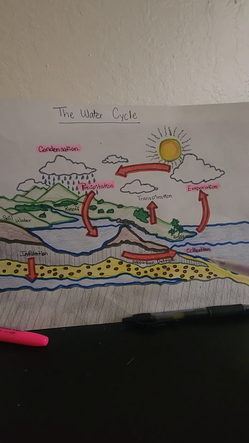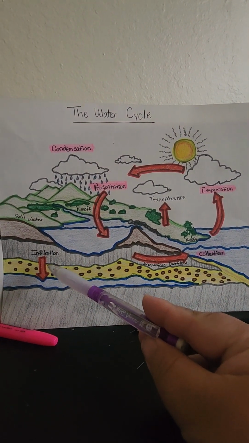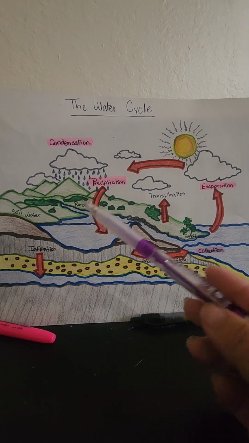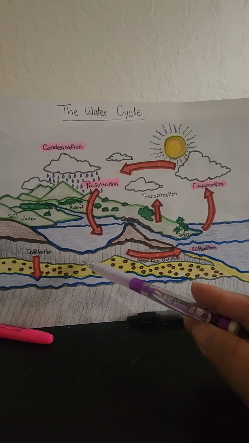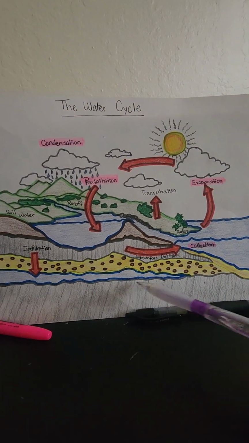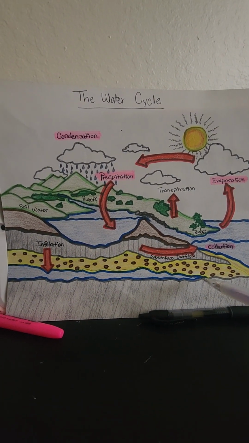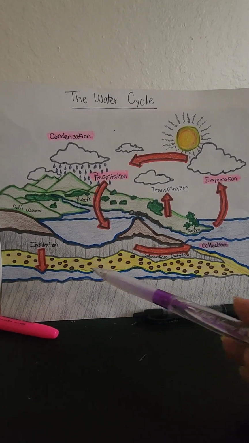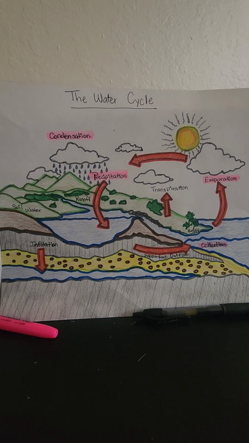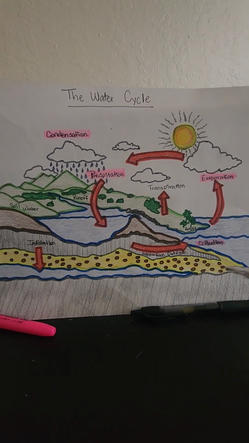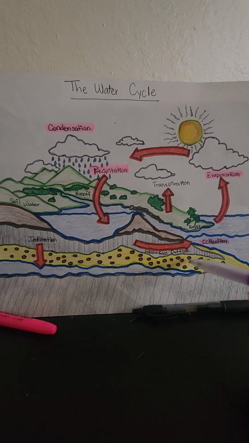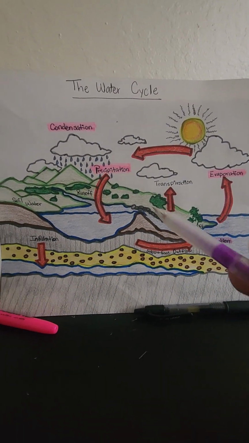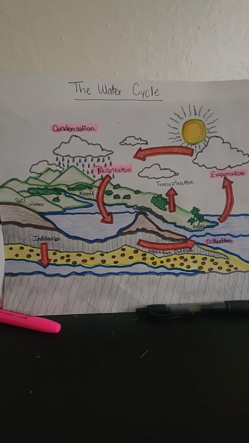And then here I have infiltration too, where the precipitation soaks into the soil, and it collects some soil water underneath the surface. After the infiltration, the water moves beneath the surface, and it goes back out, and it will collect all the way back out here again, and it'll evaporate again, and there goes the full cycle. And that is the end of our water cycle.